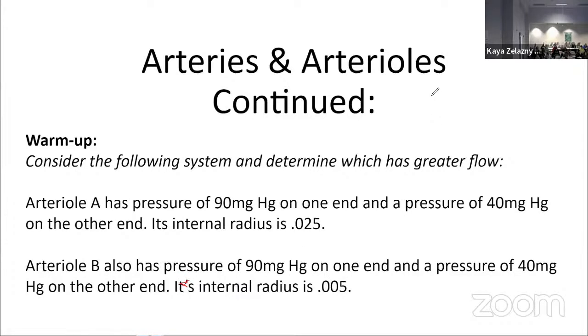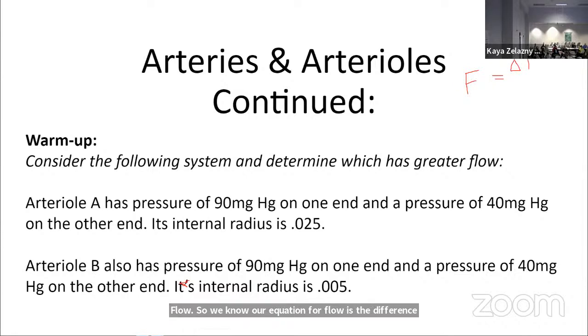Okay, so hopefully, if you remember our discussions of the physics of flow, and especially our discussion of resistance, this isn't too bad, but let's walk through what we're doing here. We're just trying to figure out which of these has greater flow. So we know our equation for flow is the difference in pressure divided by the resistance, right? I'm not making you calculate this numerically, but we're thinking about this as a relationship between these physical properties.